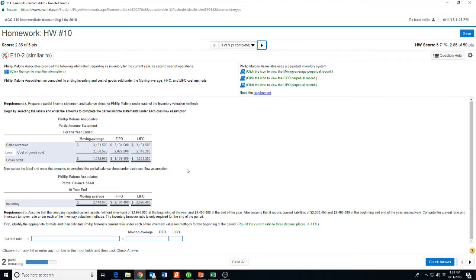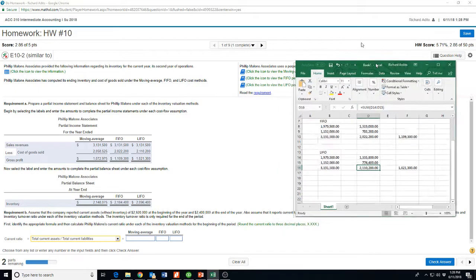Compute the current ratio and inventory turnover ratio under each of the inventory valuation methods. The inventory turnover ratio is only required for the end of the period. First, identify the appropriate formula, then calculate Philip Malone's current ratio under each of the inventory valuation methods for the beginning period. So the current ratio is total current assets divided by total current liabilities. Okay, we're going to go ahead and use our Excel sheet here.